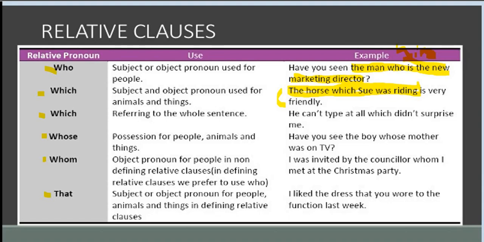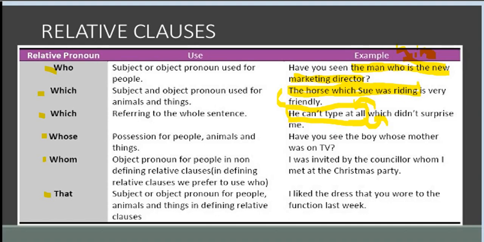So which sometimes refers to the whole sentence, the whole condition also. He can't type at all, o hiç klavye kullanamaz ki bu durum, which didn't surprise me, ki bu durum beni hiç şaşırtmadı. As you can see here, which doesn't refer to a noun other than people. It refers to the whole sentence. He can't type at all. The fact that he can't type at all didn't surprise me.